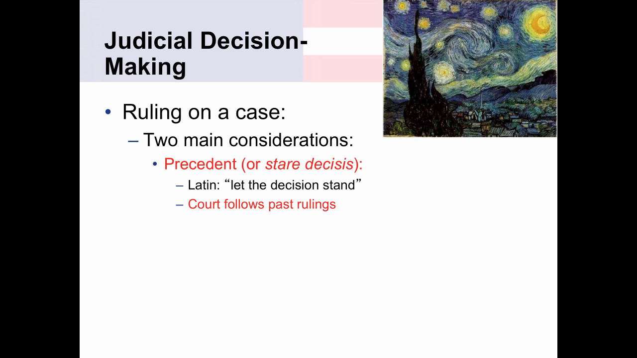A few weeks ago we talked about Chief Justice Rehnquist and the Rehnquist Court. Rehnquist is a perfect example of the power of stare decisis. Rehnquist voted against the majority in the Miranda ruling. In other words, he said that police should not have to read people their Miranda rights when they're arrested.